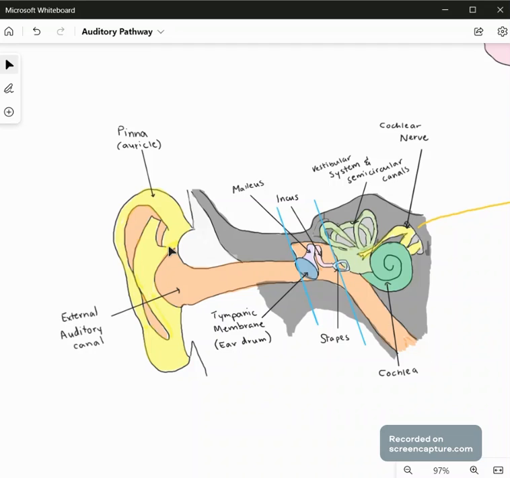The outer ear consists of the pinna or the auricle, which is the part on the outside of your body that you might put earrings in, and the external auditory canal, otherwise known as your ear canal.